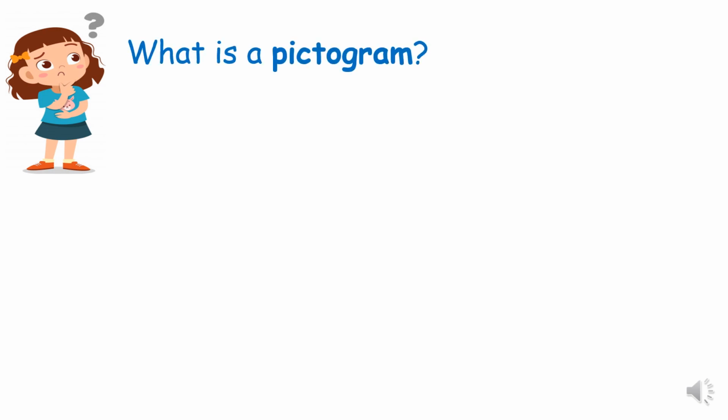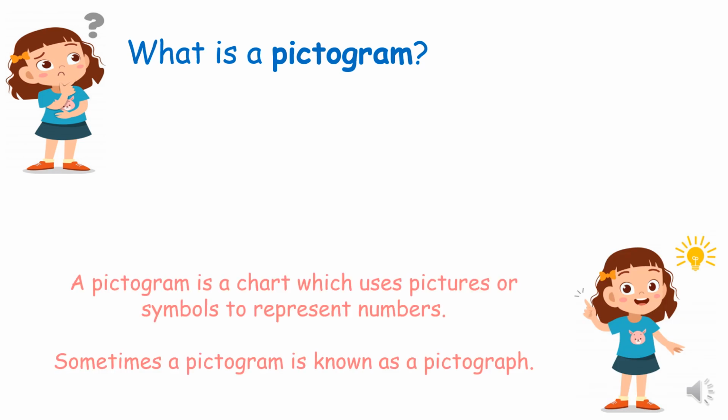So today we're learning about pictograms. Pictograms are an important part of statistics, which is what we're learning about right now. So what is a pictogram? There's a big clue in the first 4 letters of the word, pict. Sounds a bit like the word picture. A pictogram is a chart which uses pictures or symbols to represent numbers. Sometimes we call a pictogram a pictograph.